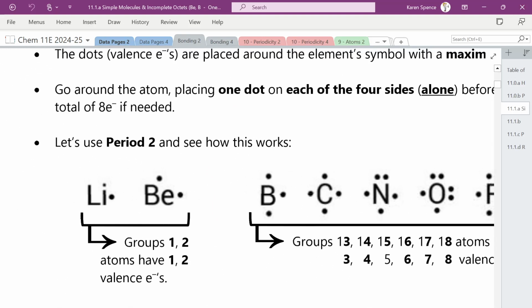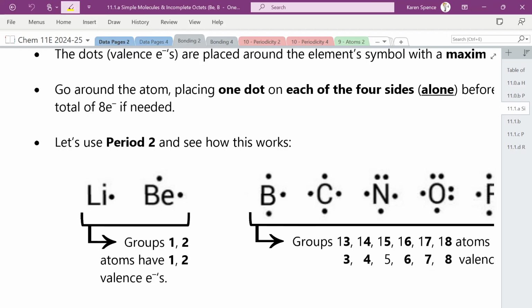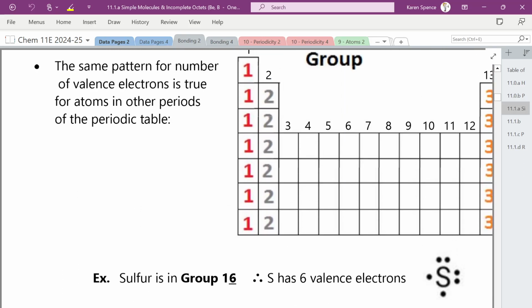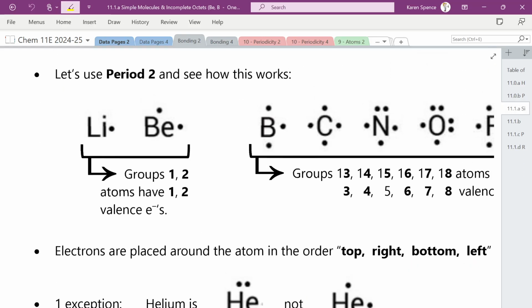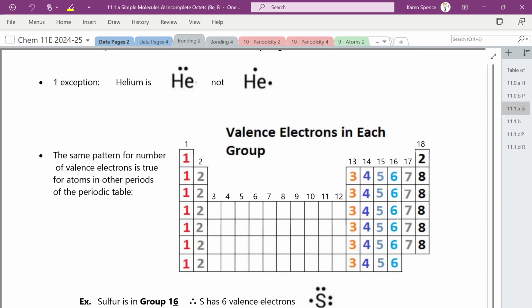Okay, so group 1 has 1. Group 2 has 2. Group 3, or sorry, not group 3, group 13 has 3. Group 14 has 4. And this is on page 7. So 13 has 3, 14 has 4, 15, 5, 16, 6, 17, 7.